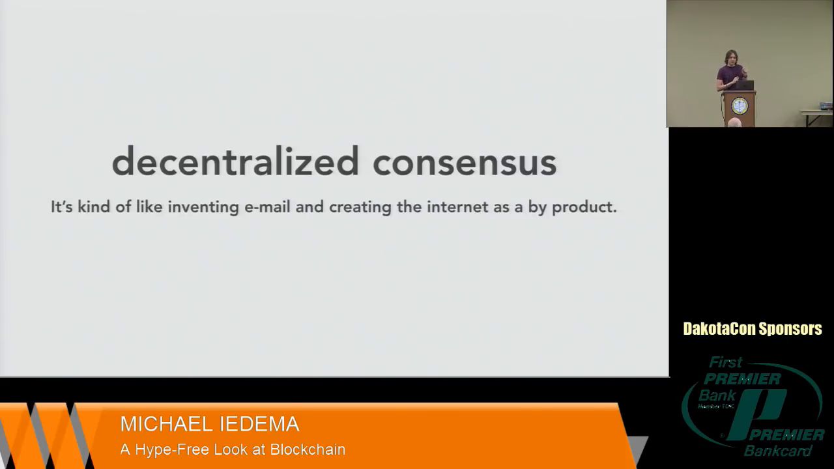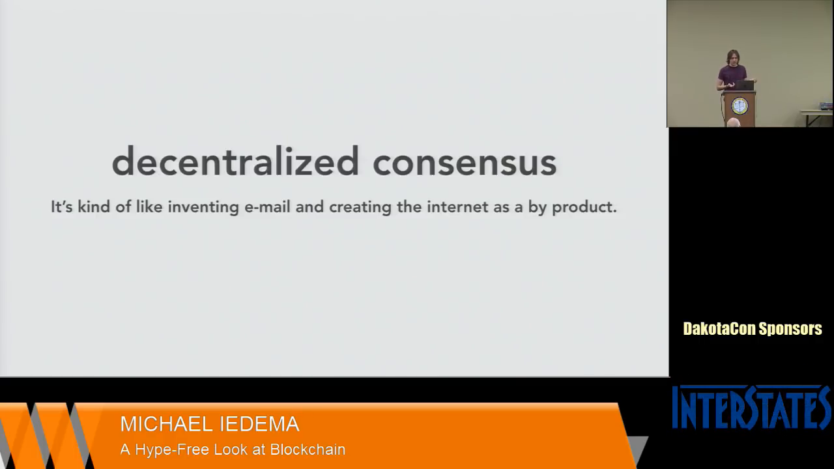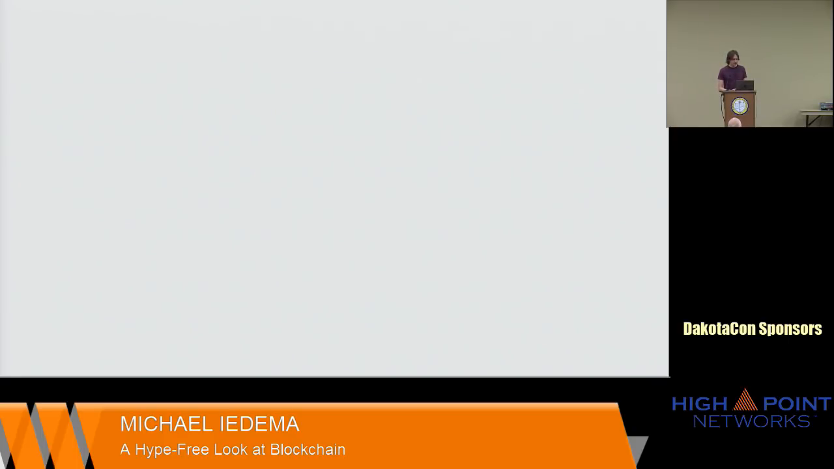May sound a little familiar. It's like inventing email and creating the internet as a byproduct. And you say, wow, we can send messages to each other. This is fantastic. What else could we use on this? I don't know. It seems kind of useful, though. I mean, maybe over the next 30, 40 years, we'll find some other uses for this gigantic network. So that's kind of where we're at. Super early days for blockchain.